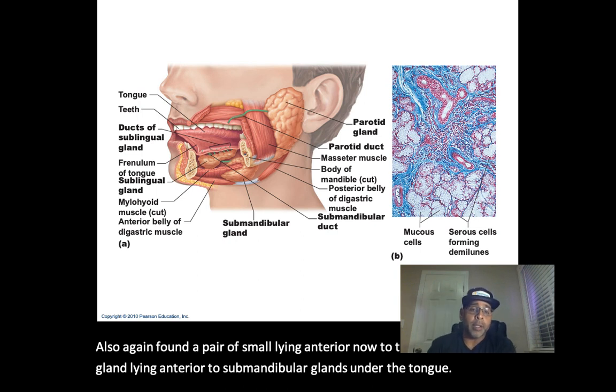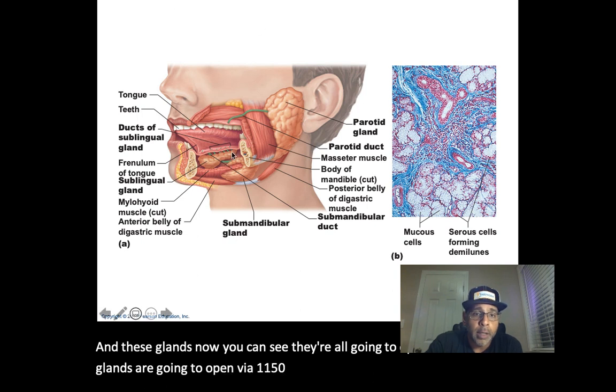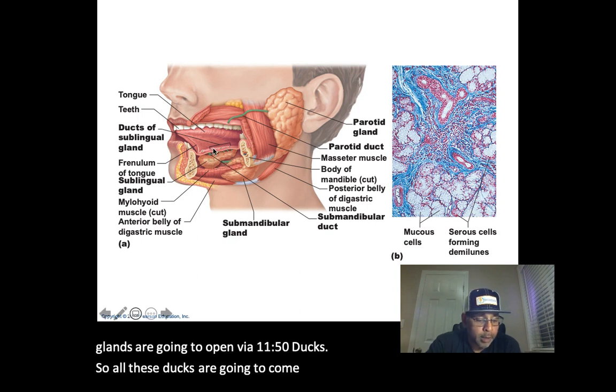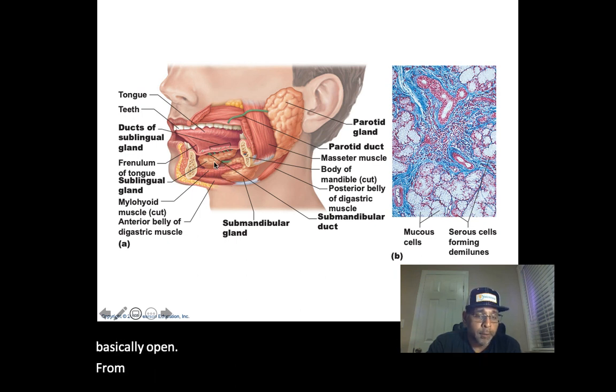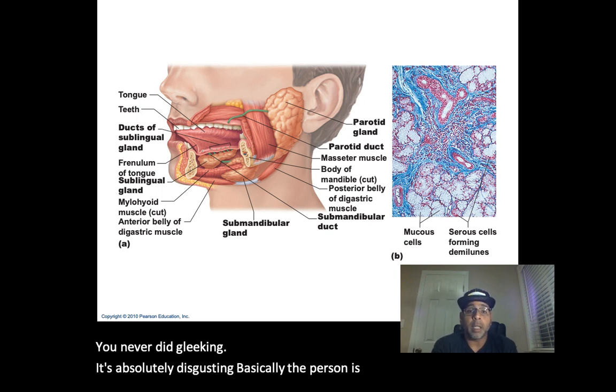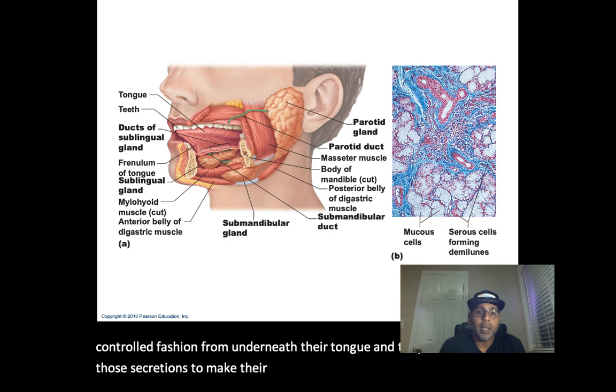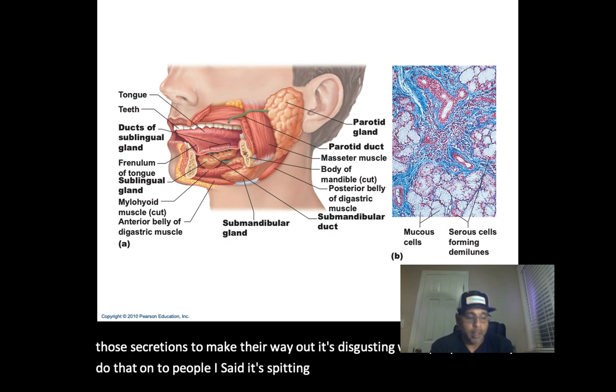Both these glands are going to open via 10 to 12 ducts into the floor of the mouth. You may have heard of gleeking. It's absolutely disgusting. Basically, the person is spitting in a controlled fashion from underneath their tongue, allowing those secretions to make their way out. It's disgusting when people actually do that onto people. Like I said, that spitting is what that is.